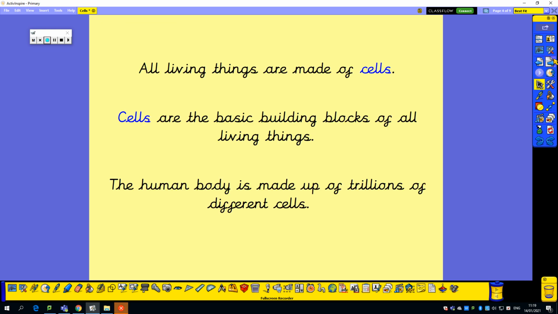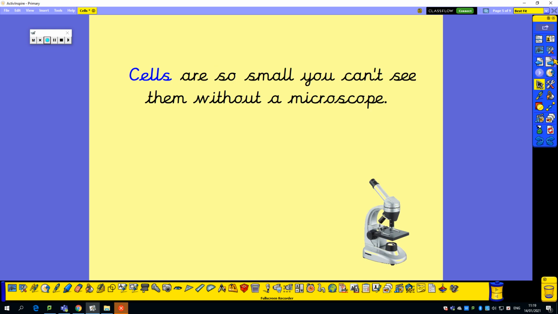And all living things are made of cells. You know a lot about living things now and the 7 life processes they carry out. So cells are the basic building blocks of all of those living things. And our bodies are made up of trillions of different cells. Cells are so small you can't actually see them without a microscope.